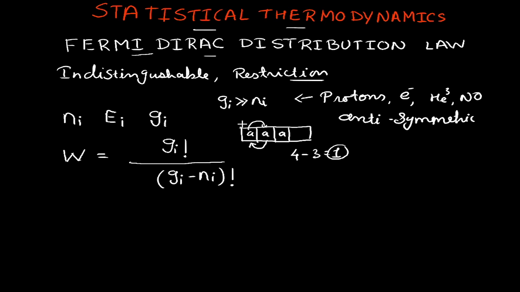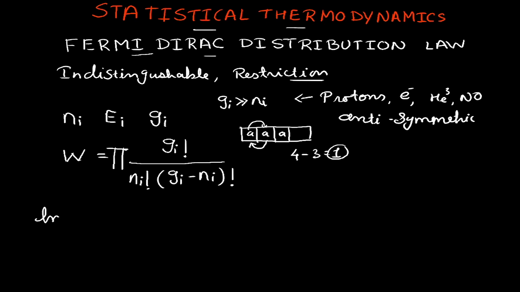Also we know that the particles are indistinguishable, and as a result this also includes the exchange of particles among themselves. So when we divide by ni factorial, this removes the exchange of particles within themselves. Hence the thermodynamic probability is given by W equals gi factorial upon ni factorial into gi minus ni factorial. And for different numbers of states we could substitute capital pi, the multiplication symbol. All the steps are similar to the Bose-Einstein statistics that we have already seen.